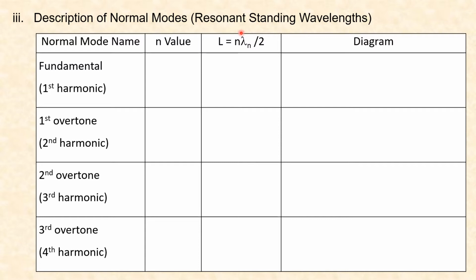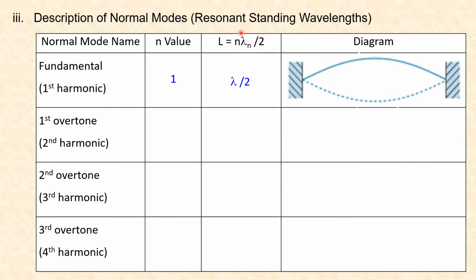Either way, the lowest frequency standing wave corresponds to a value of n equals 1. If we want to describe this in terms of the string length, we can say that the length of the string is equal to 1 lambda over 2, or half of a wavelength. So this is what the standing wave would look like.